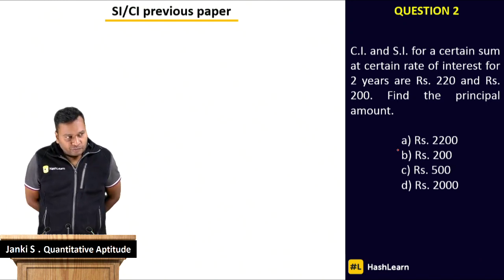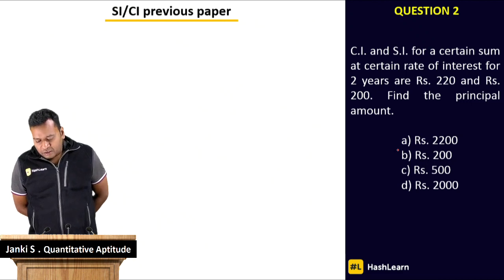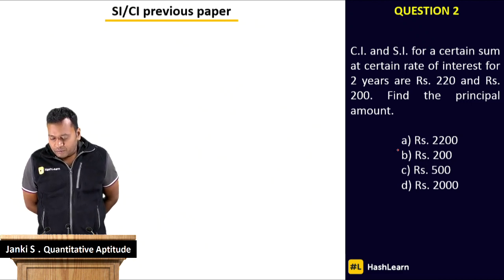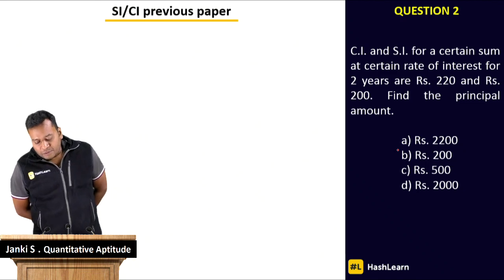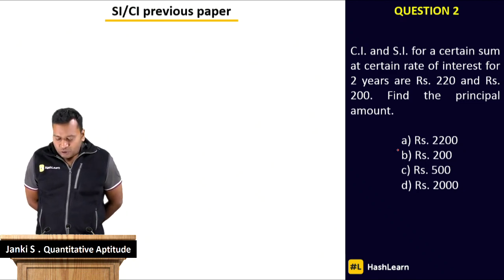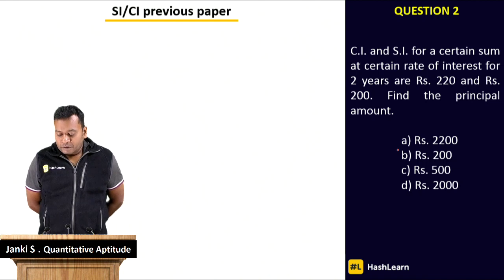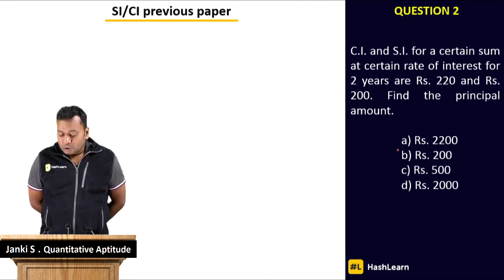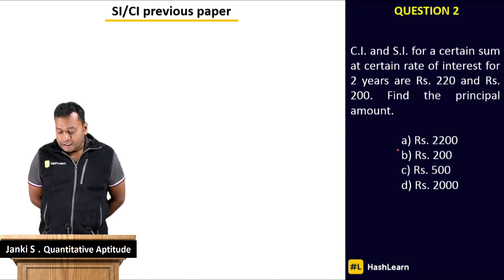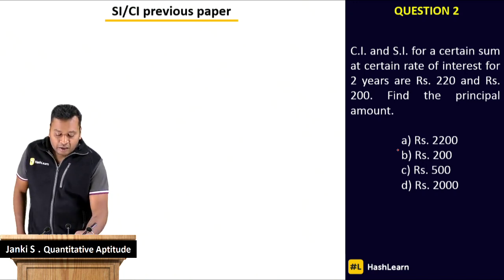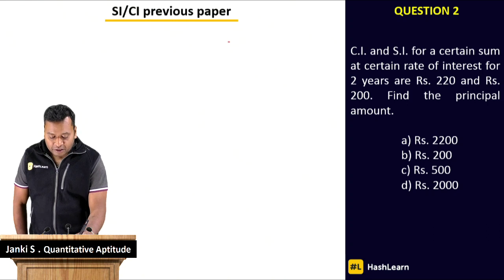दूसरे क्वेश्चन पे आते हैं. सिंपल इंटरेस्ट एंड कंपाउंड इंटरेस्ट फॉर अ सर्टेन सम एट सर्टेन रेट ऑफ इंटरेस्ट फॉर 2 years आर 220 एंड 200. फाइंड द प्रिंसिपल वैल्यू. अब इस केस में आप क्या कर सकते हैं? 2-3 चीज कर सकते हैं. पहला है कि आप नॉर्मल फॉर्मूला लगाकर सिंपल इंटरेस्ट का फॉर्मूला लगाएं, कंपाउंड इंटरेस्ट का फॉर्मूला लगाएं और इनको कोरिलेट करें. दूसरी बात जो इंपॉर्टेंट है, अगर मैं कंडीशन दूं कंपाउंड इंटरेस्ट ऑन सिंपल इंटरेस्ट एंड कंपाउंड इंटरेस्ट हियर.